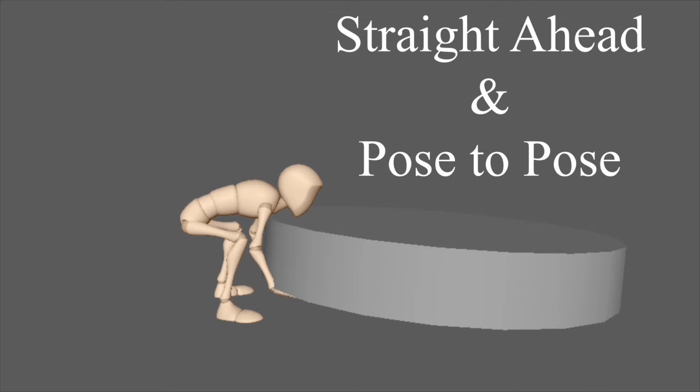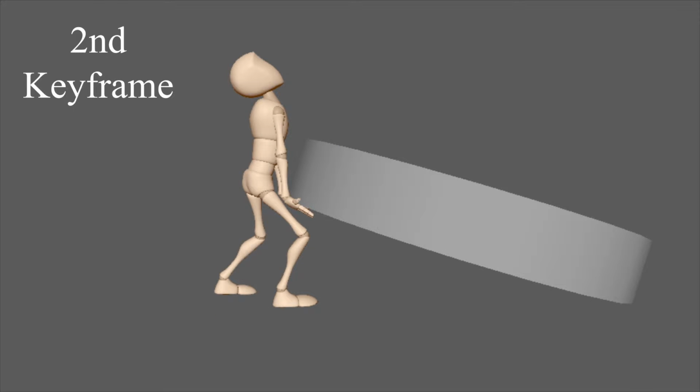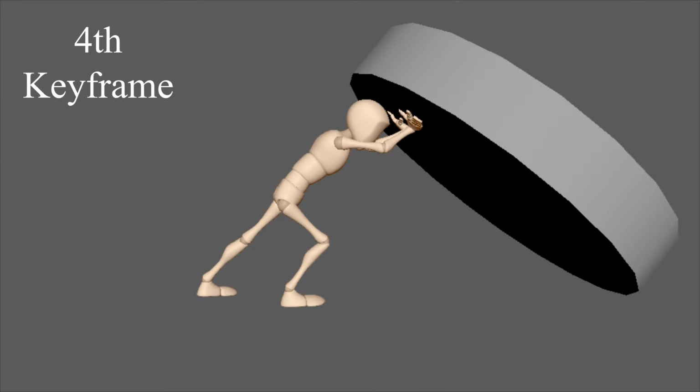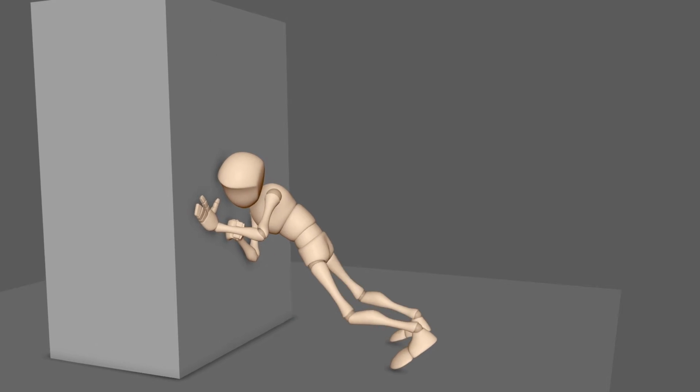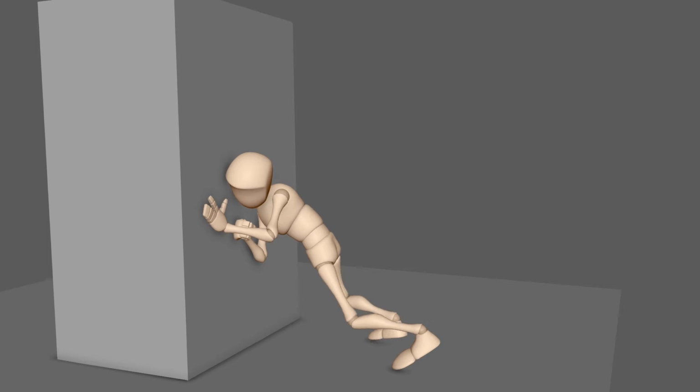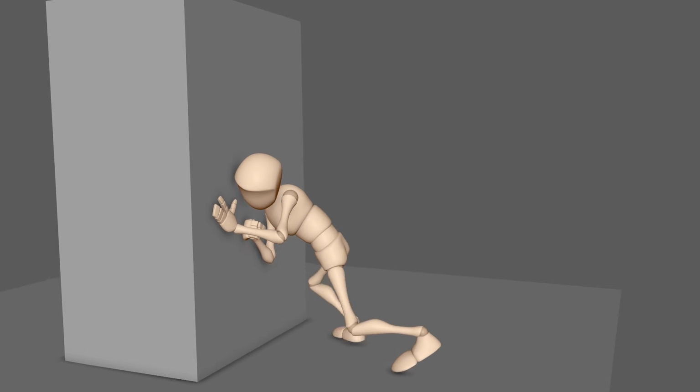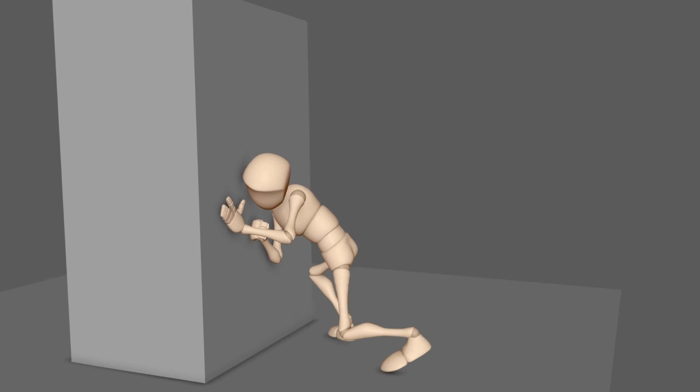Straight ahead and pose-to-pose animation. Straight ahead is the process of animating each keyframe one at a time, one after the other. This method works best for unpredictable, fast, and surprising movements. For example, a character pushing a heavy object will have sporadic and unpredictable feet placement.